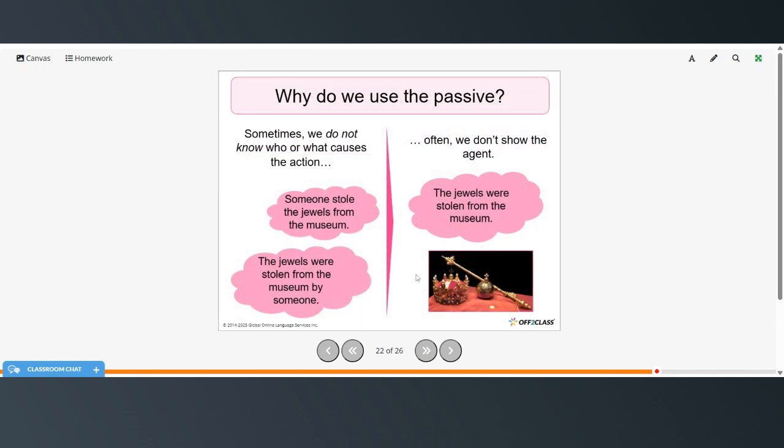So why do we use the passive? So sometimes we do not know who or what causes the action. So someone stole the jewels from the museum. The jewels were stolen from the museum by someone. And often we don't show the agent. The jewels were stolen from the museum.